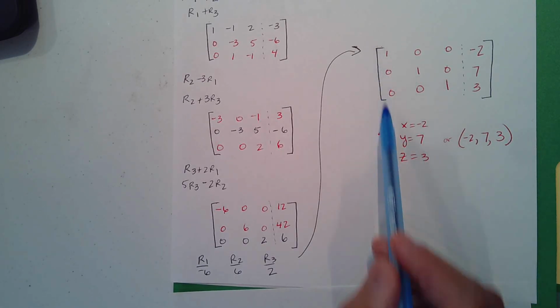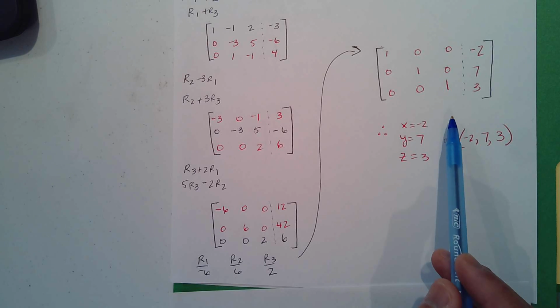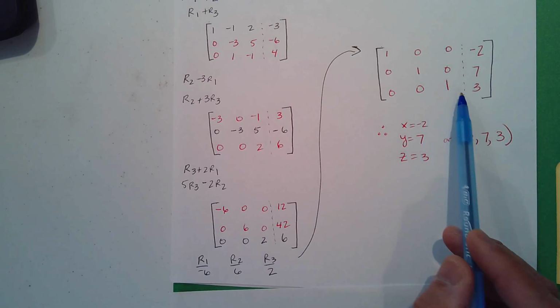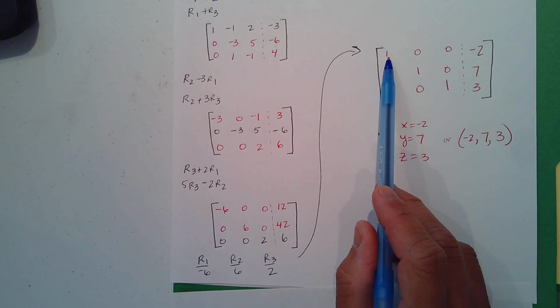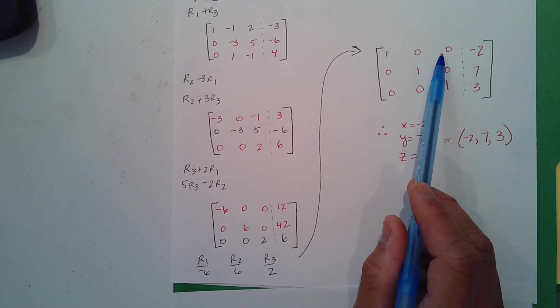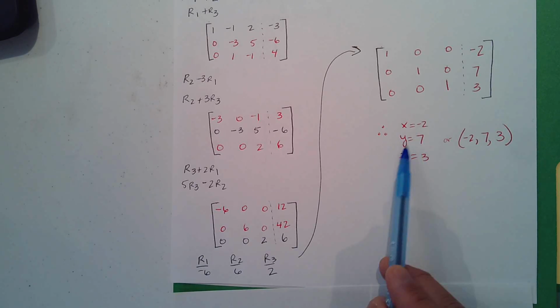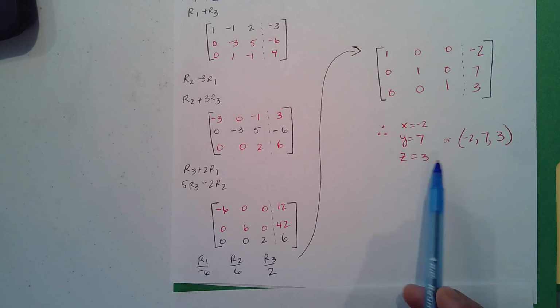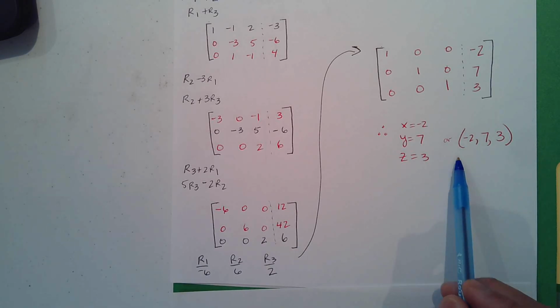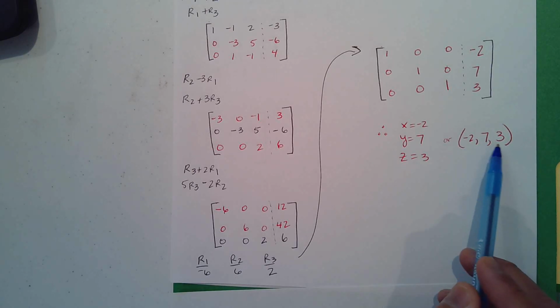Since column 1 represents x, column 2 represents y, column 3 represents z, we have 1x plus 0y plus 0z equals negative 2. Therefore, x equals negative 2, y equals 7, z equals 3. Or you will see your answers written as an ordered triple, x, y, z.